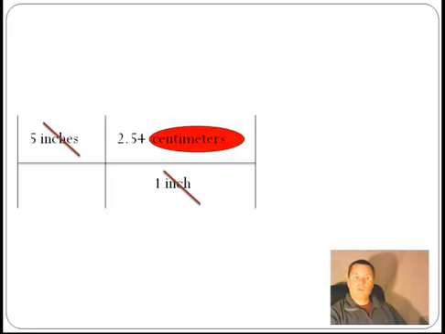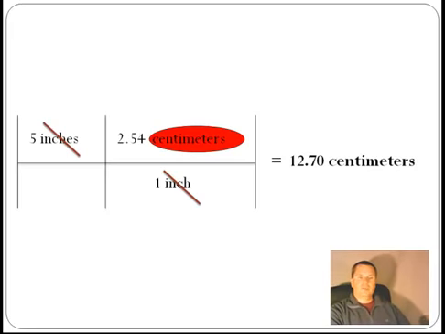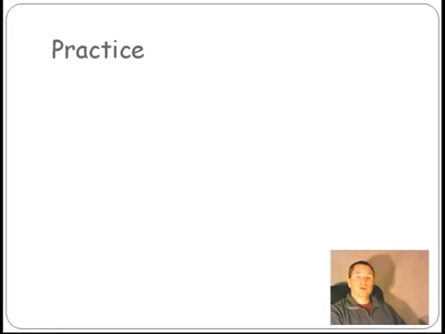Now do the math. 5 times 2.54 equals, then divide it by 1. And I get an answer of 12.70 centimeters. Remember, we're always going to two decimal places, so please carry those out. Okay, we can see inches canceled, left with centimeters. Let's go ahead and try another one.